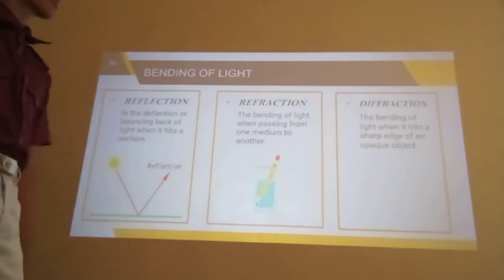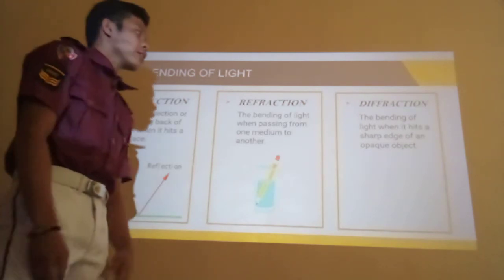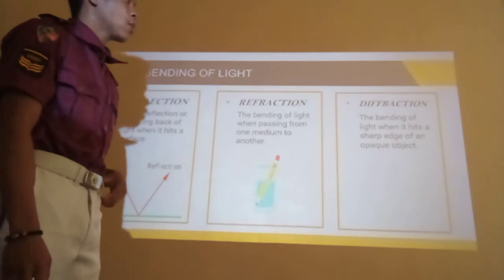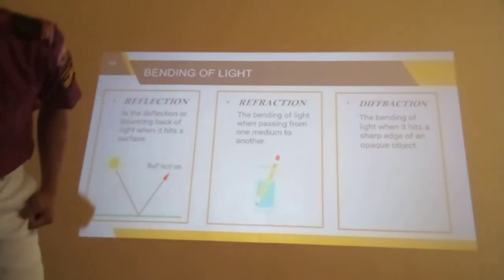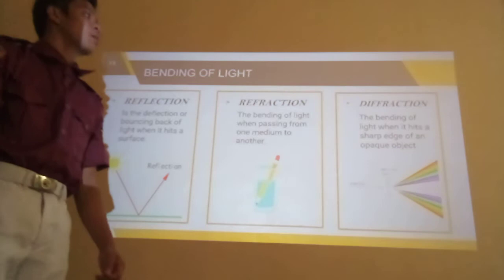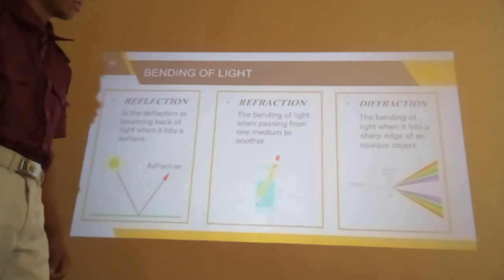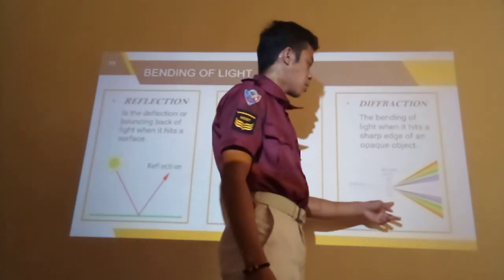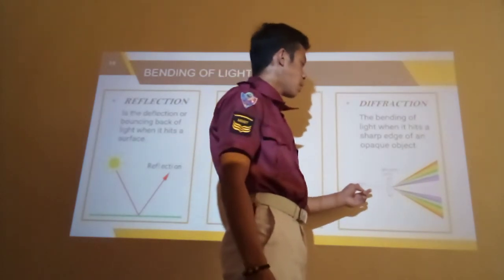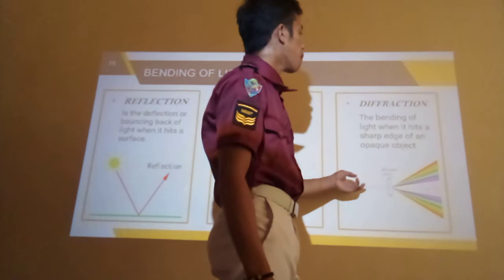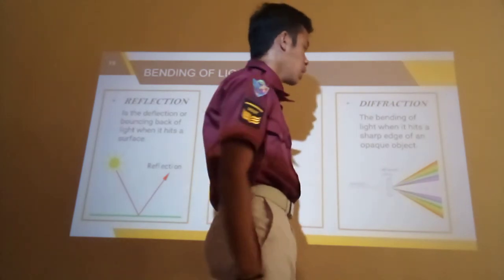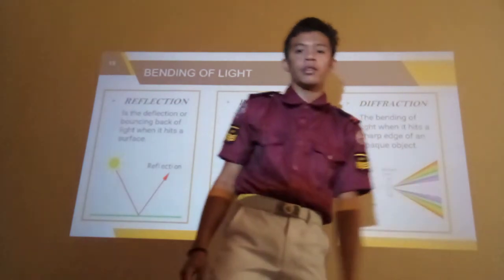Next is diffraction. Diffraction is the bending of light when it hits a sharp edge of an opaque object. So this is an example of diffraction. This is the white light. If the white light passes through the diffraction, different colors will come up.